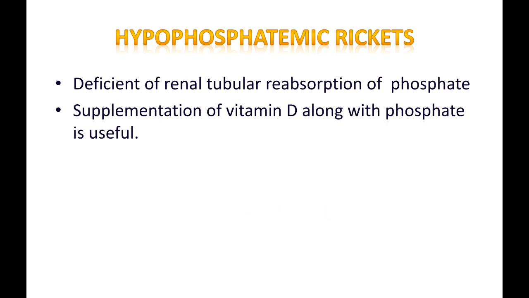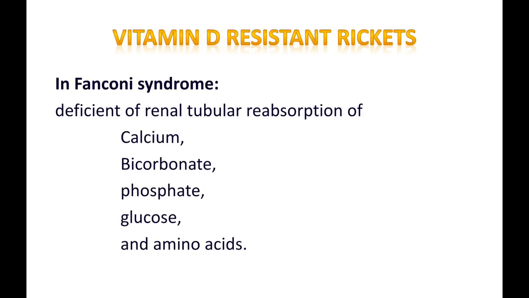Hypophosphatemic rickets: there is deficiency of renal tubular reabsorption of phosphate, so supplementation of vitamin D along with phosphate is useful. Then vitamin D resistant rickets, like in Fanconi syndrome. In Fanconi syndrome, there is deficiency of renal tubular reabsorption of calcium, bicarbonate, phosphate, glucose and amino acids.